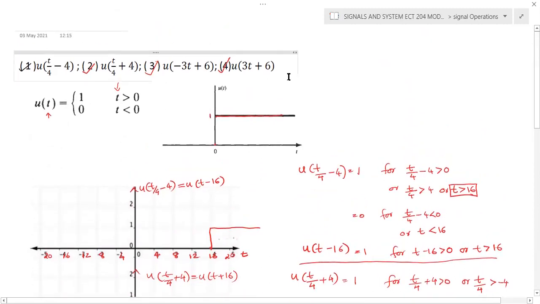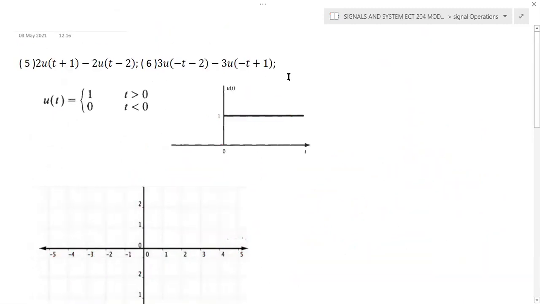Now we'll discuss the next questions. Here we need to write the step signal definition, and also we need to perform some addition and subtraction operations. So first you can see that this is the standard definition of u of t. U of t is equal to 1 for t greater than 0 and 0 for t less than 0. Okay. First we need to plot u of t plus 1.